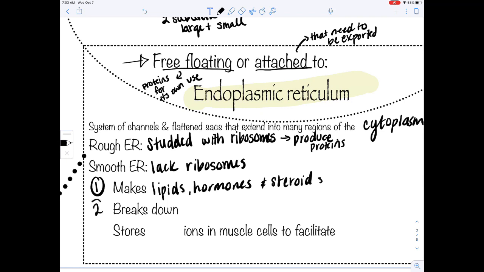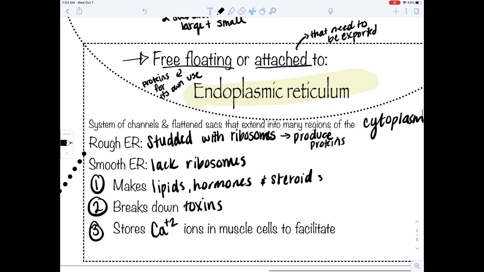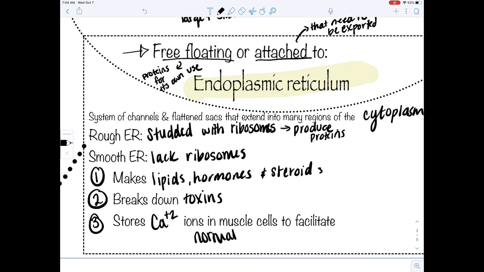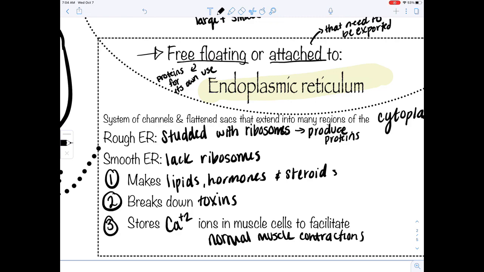It's also essential because it's detoxifying drugs and poisons from the body, so it's breaking down toxins, and it stores calcium ions in muscle cells in order to facilitate normal muscle contractions.